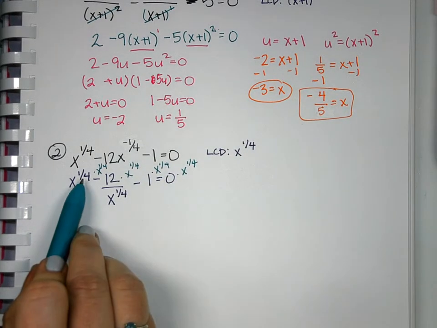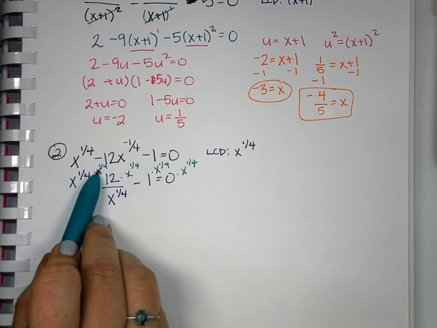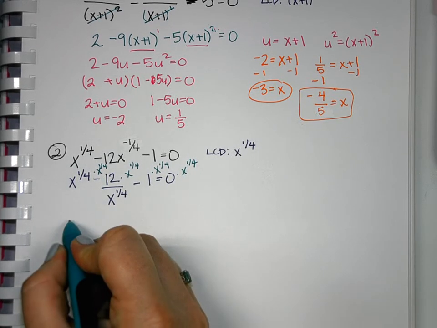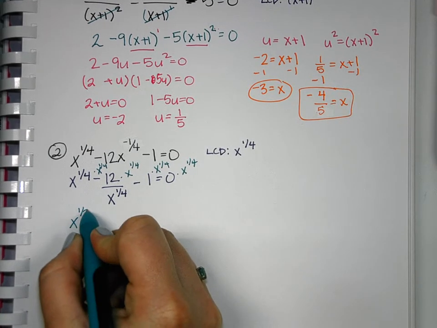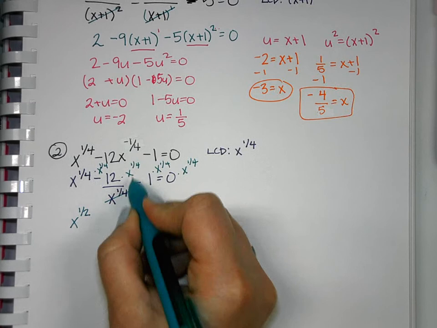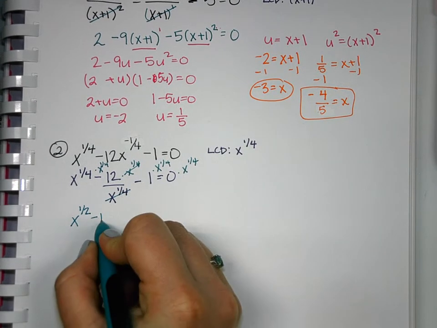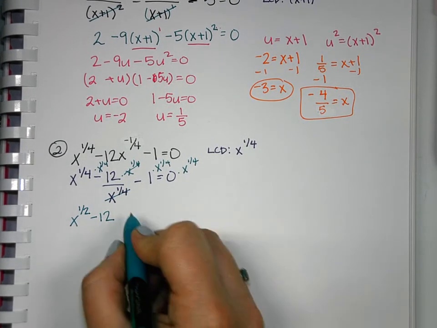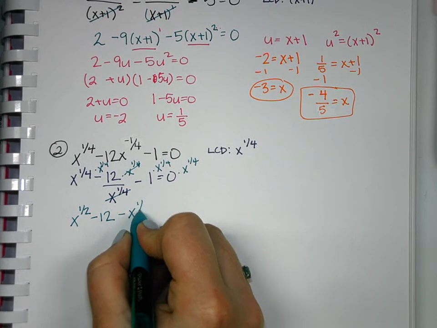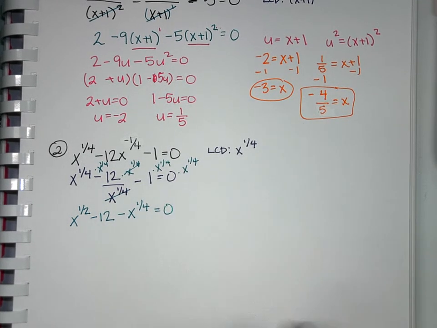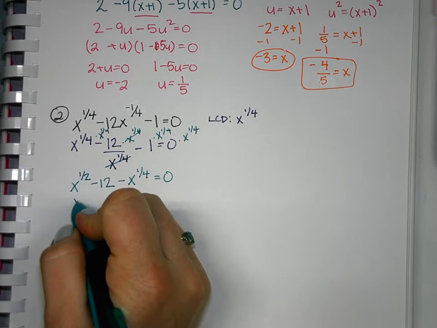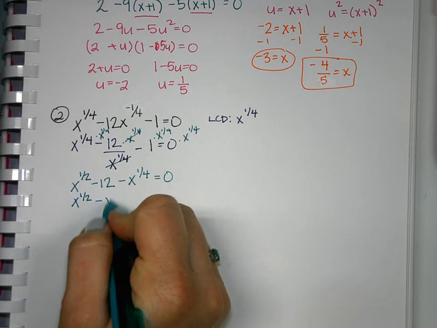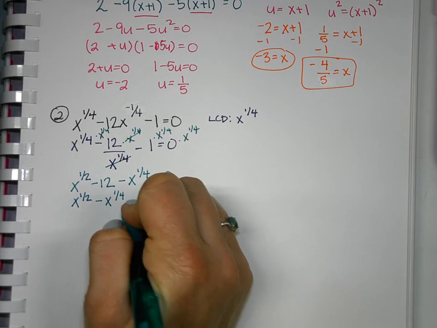So when we do 1/4 times 1/4, we're adding the exponents, so that means we're going to end up with x to the 1/2. Over here, these are going to cancel out completely, and here we'll have just x to the 1/4, and anything times 0 is 0. Now I'm going to rewrite it so that it's x to the 1/2, then x to the 1/4, with my constant at the end.